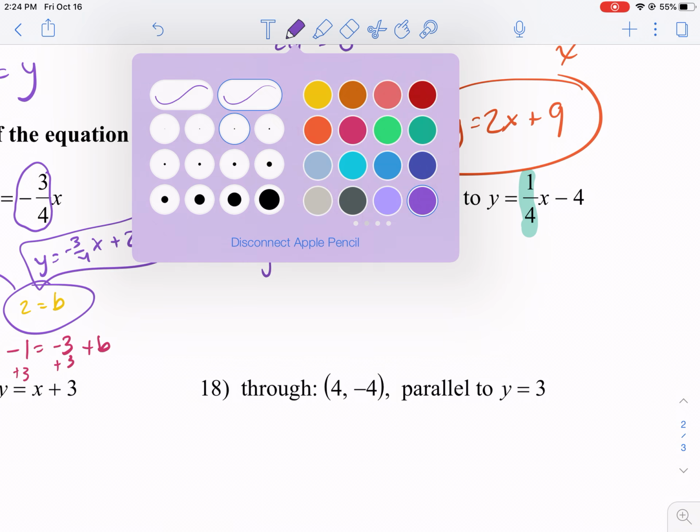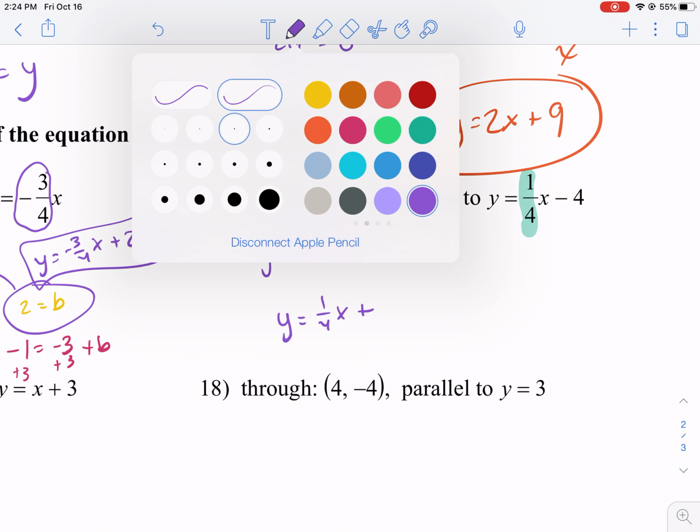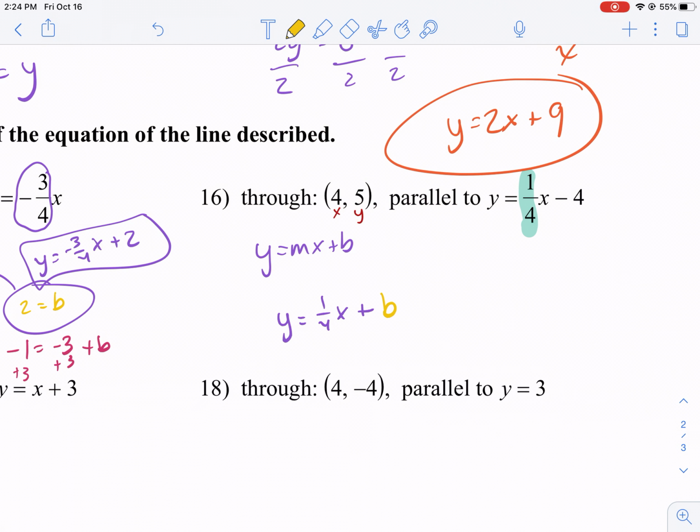So in this case, what are we going to do? We're going to write y equals 1 over 4x plus b, and this is the thing we want to solve for. We're going to change the y and the x to the values it gives us because we want the equation to go through this point. We want it to go through 4 for the x value and 5 for the y value. So you have 5 equals 4 divided by 4 gives me 1 plus b. So we subtract 1, we get 4 equals b.